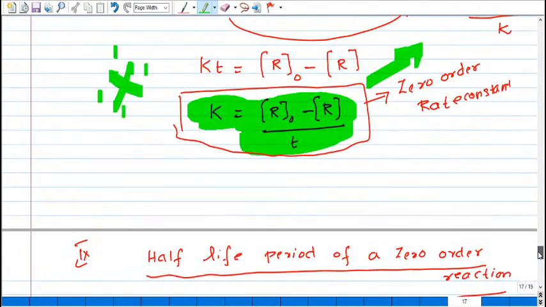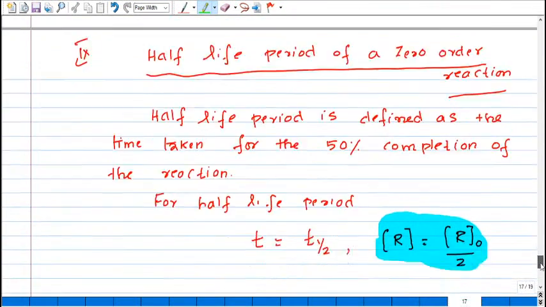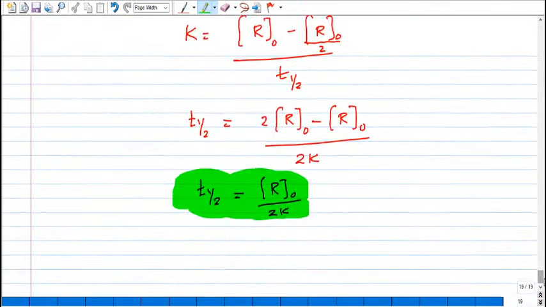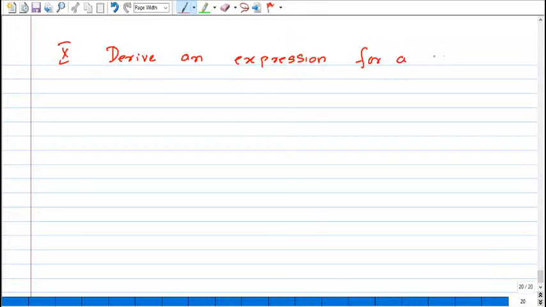So we have ended part number 9. We have finished the half-life period of a zero order reaction. Then we are going for part number 10. Write down as a question: Derive an expression for a first order rate constant.